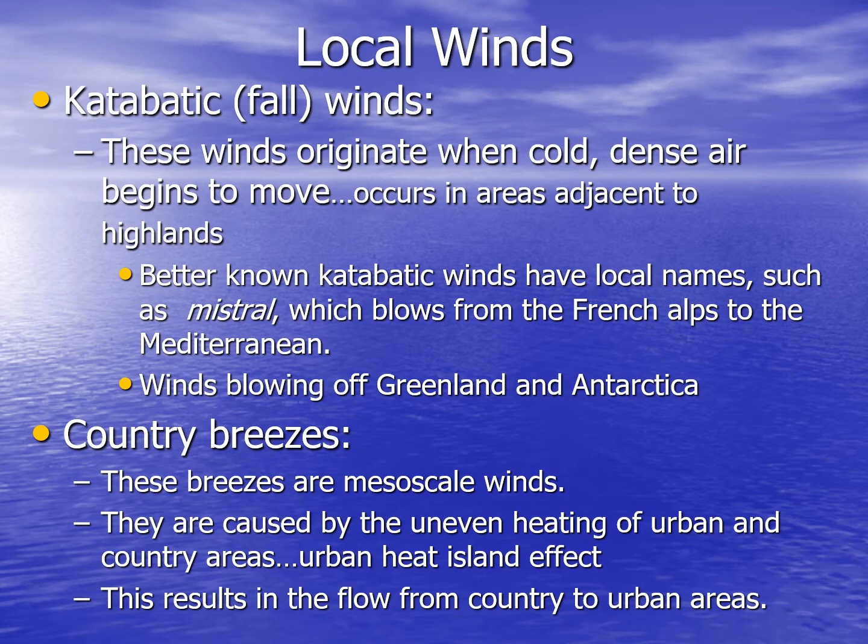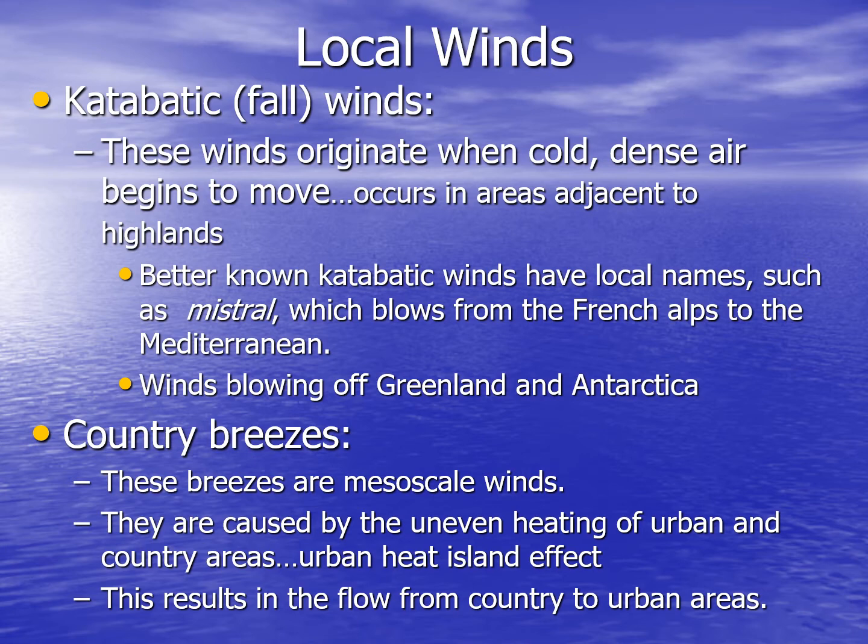Okay, local winds, these are not going to be on your exam. We will just very briefly discuss them. So katabatic winds, also known as fall winds, originate when cold, dense air begins to move. Of course, this is going to occur in areas adjacent to highlands, where you might have some cold, dense air forming. Katabatic winds may have local names. In the French Alps, they have winds that will blow from your higher elevations, where you might have glaciers, down to the Mediterranean. These are referred to as mistral winds.